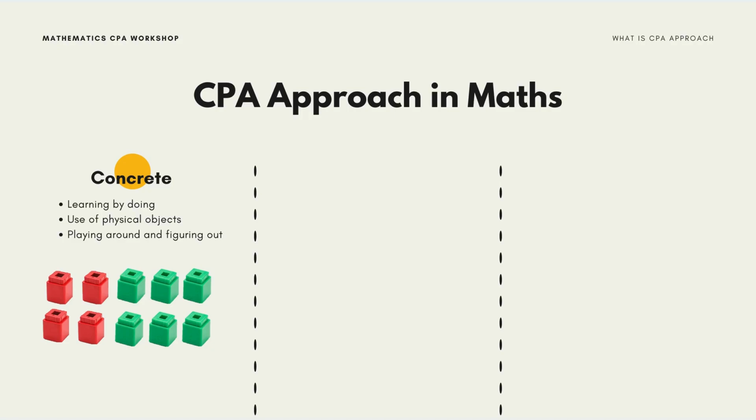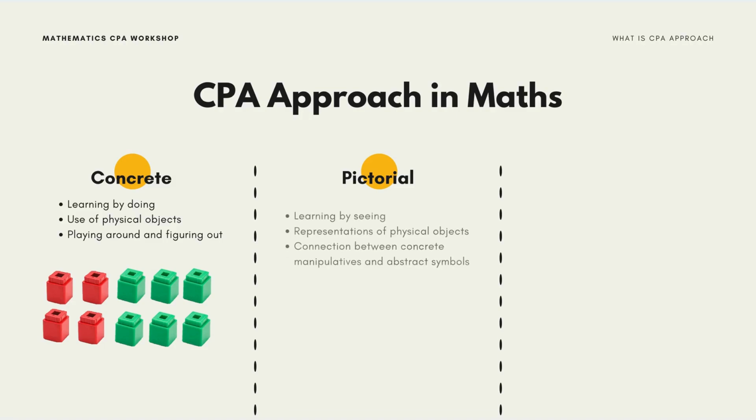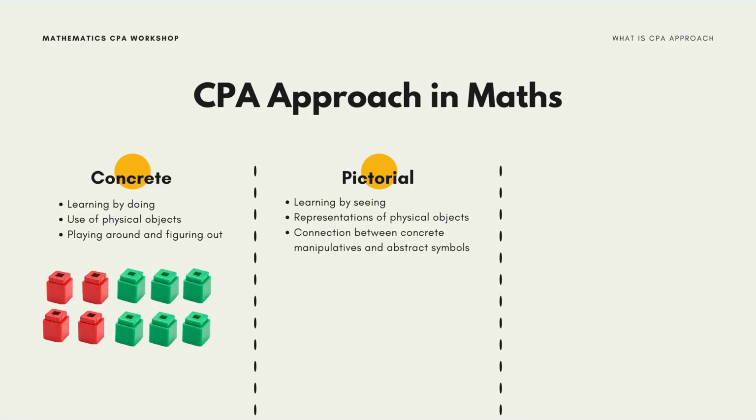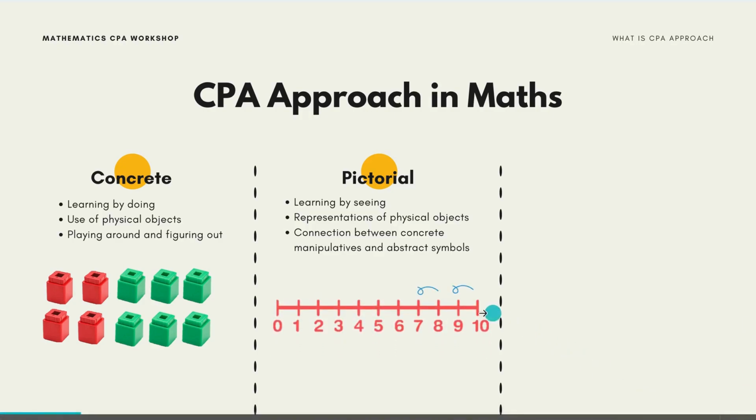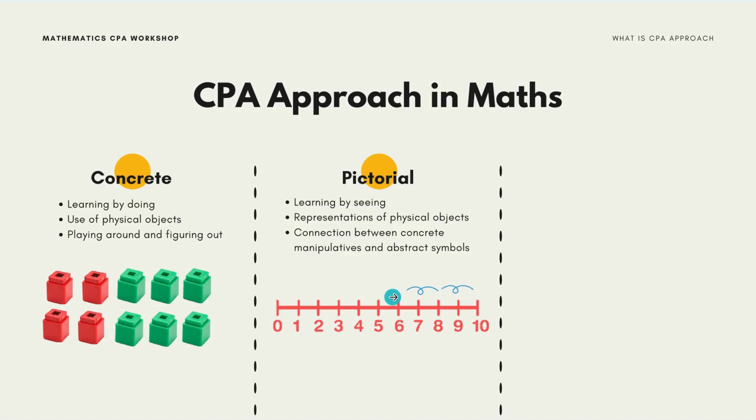So these physical objects are used by the students moving around and playing around, and they learn by doing. And then we move on to the pictorial stage, which is learning by seeing. So visual representation of concrete objects are used to model problems. So in this case, we are using a number line. So from 10, we are moving 4 steps back, and then we get the answer of 6.